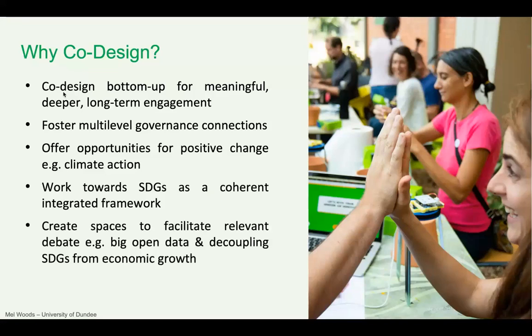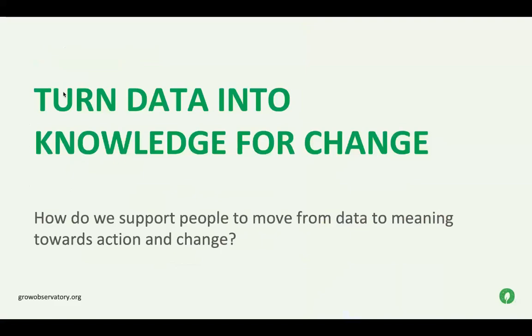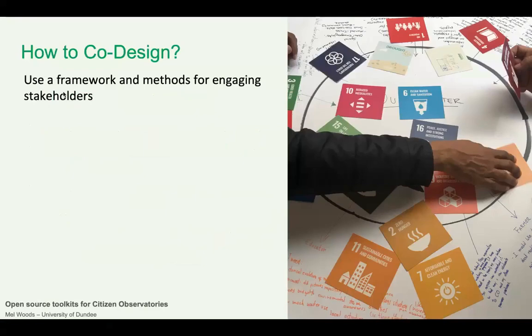I think one of the main advantages in co-design is to create a space to facilitate relevant debate around big open data and around decoupling SDGs potentially from economic growth, and around some of the capabilities that we've talked about in the digital twin. So essentially, we're turning data into knowledge for change, moving from data to meaning towards action and change, and all of those steps support our citizens and our communities, which is a highly engaged way of working. So we have a framework and methods for engaging stakeholders.